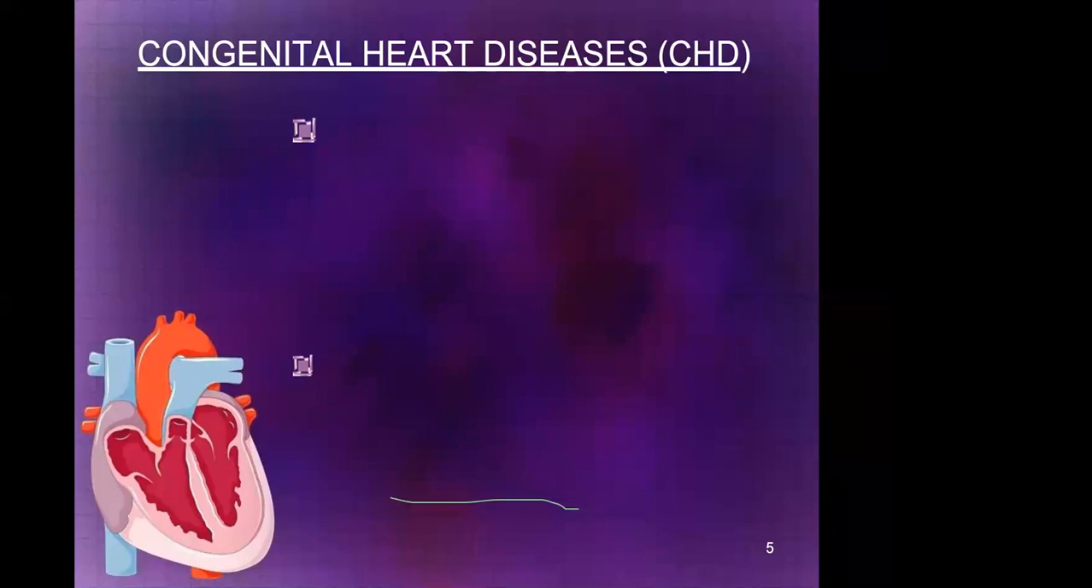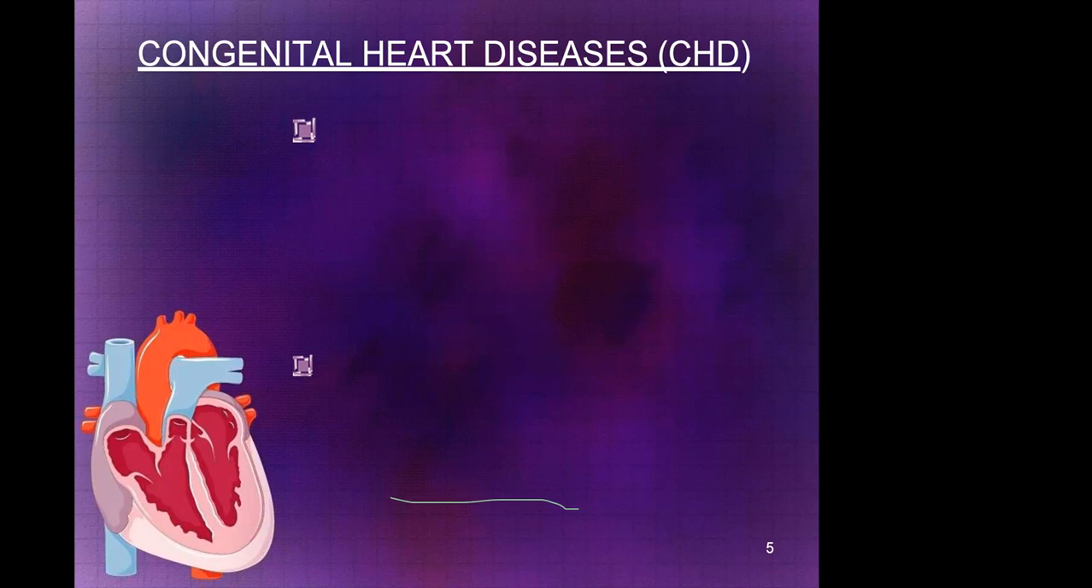Otherwise, to make the concept clearer, what happens in the blue baby, the cyanotic one? In the cyanotic one, there is either less or increased pulmonary blood flow. But of course, the baby will be cyanosed. So what are the examples for that? In the pink baby, the problems can be PDA, patent ductus arteriosus, VSD, or ASD, even coarctation of aorta as well.